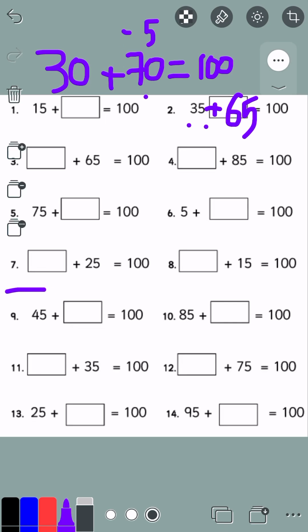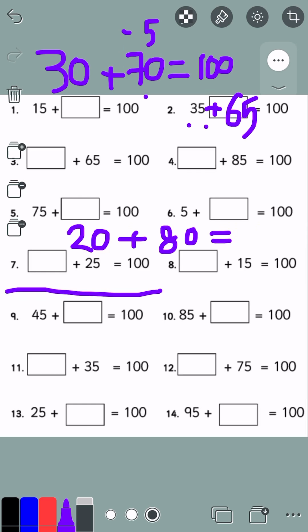Let me choose another. Here we have 25 plus what equals 100? We know that 20 plus 80 equals 100, because 2 plus 8 equals 10. But the 20 here took 5 from the 80, so take away 5 from 80, that equals 75.